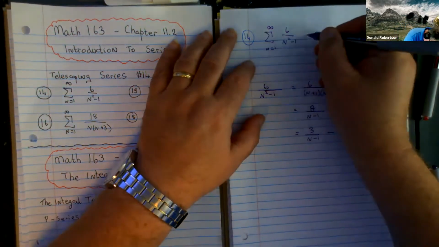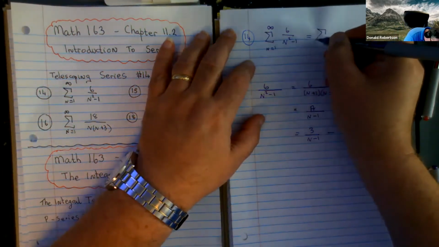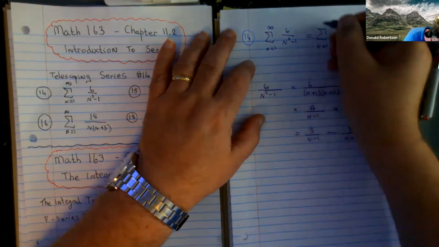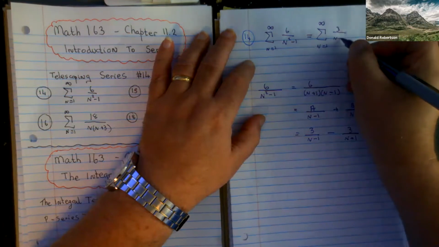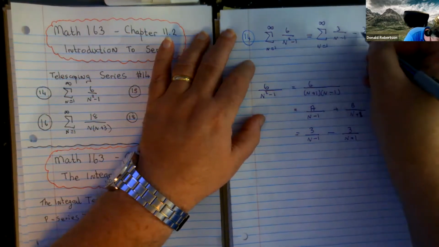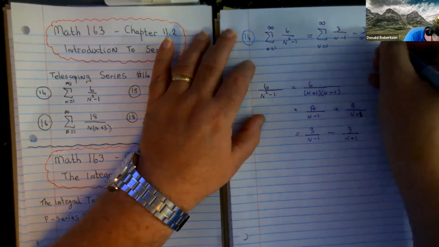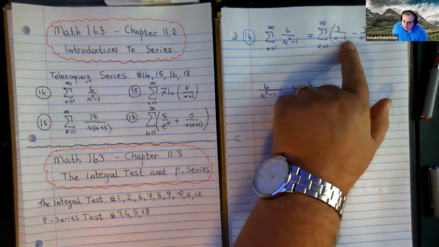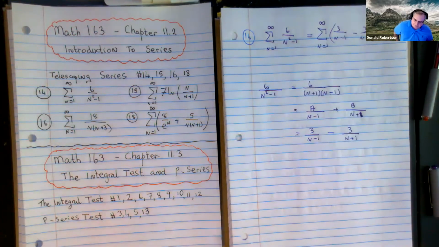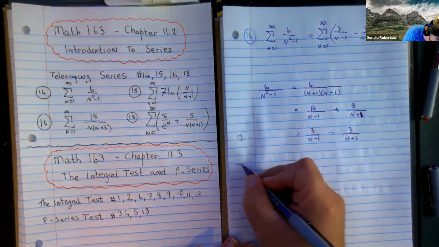So this guy up here is now going to be written as the sum from n equals 1 to infinity of the first guy, take away the second guy. So that is exactly the same thing as that. It's just written in a different format. And I'm going to write it down here again.